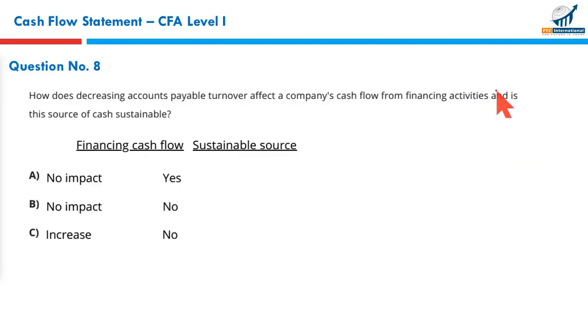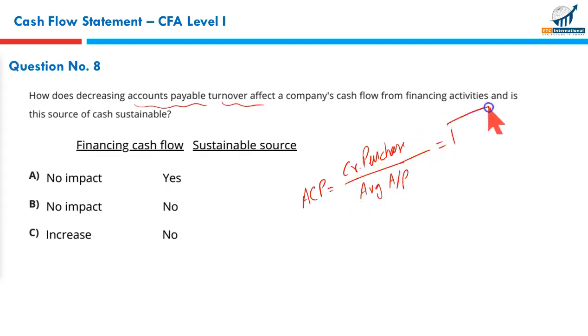Next, how does decreasing accounts payable turnover affect cash flow? Accounts payable turnover is how many times we pay our accounts payable. How do we calculate that? Your credit purchases for the whole year. If credit purchases can't be extracted from the given numbers, take the total purchases. Credit purchases divided by your average accounts payable. This number tells you how many times you pay your average payable in a year.